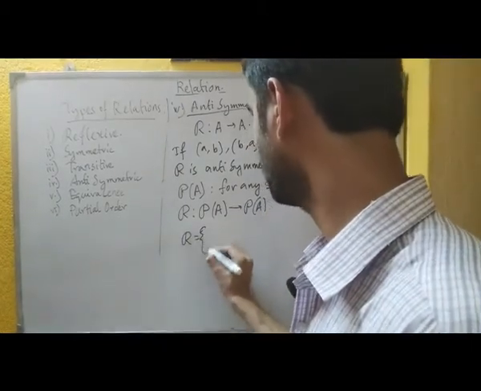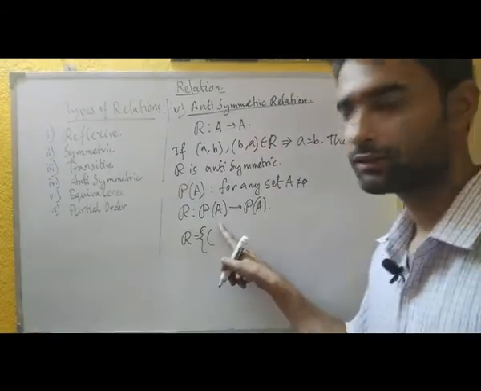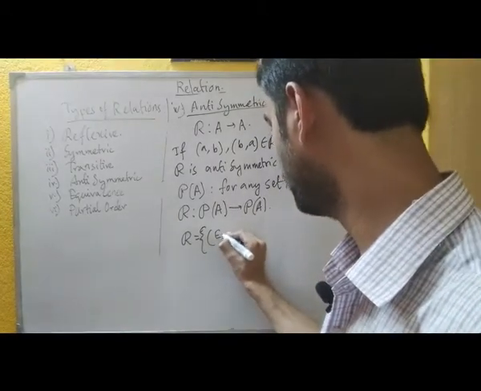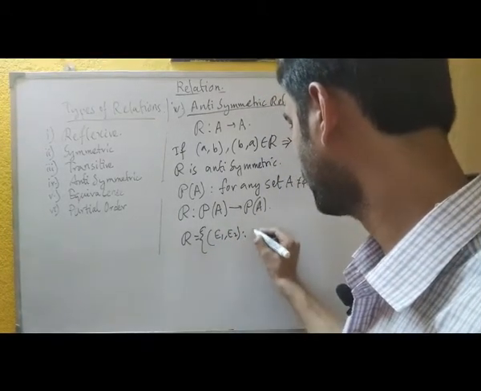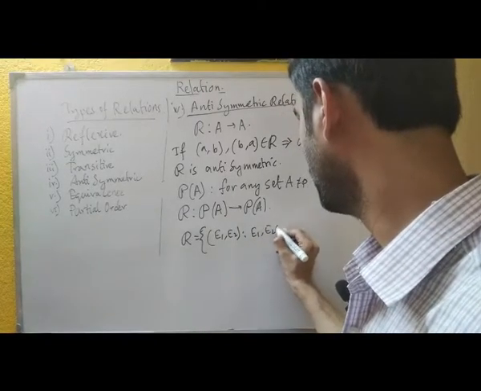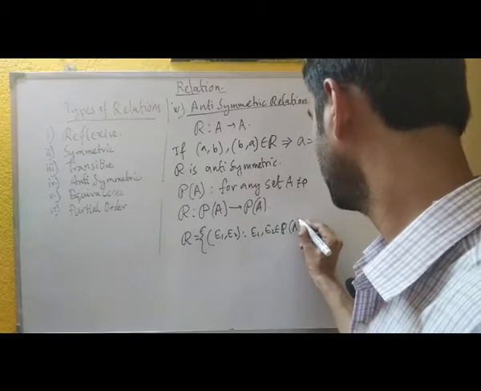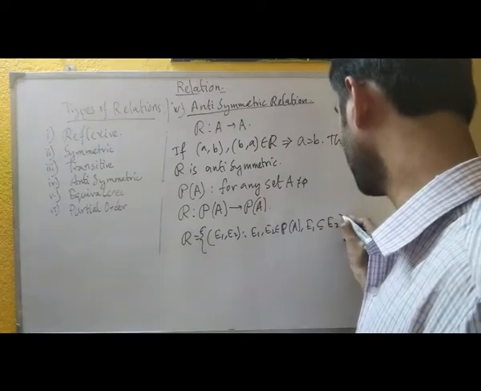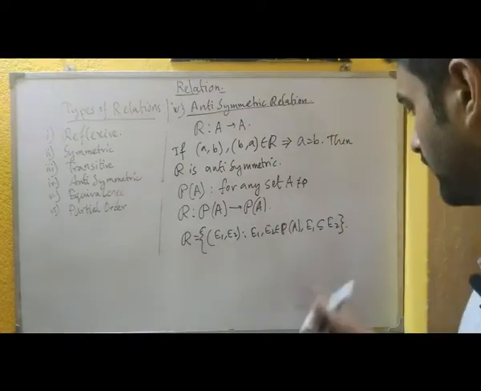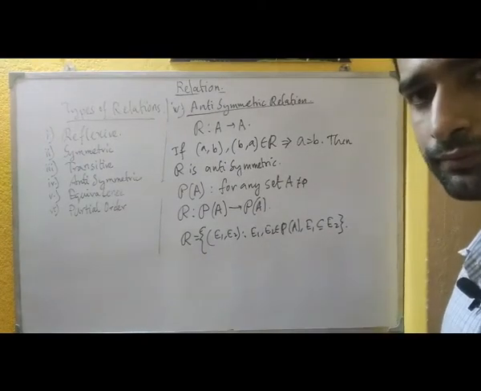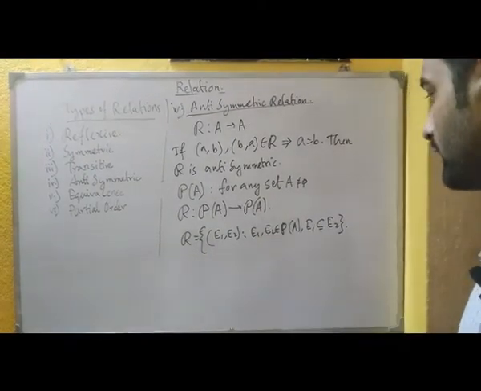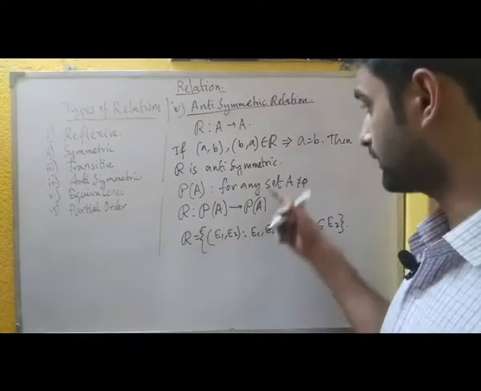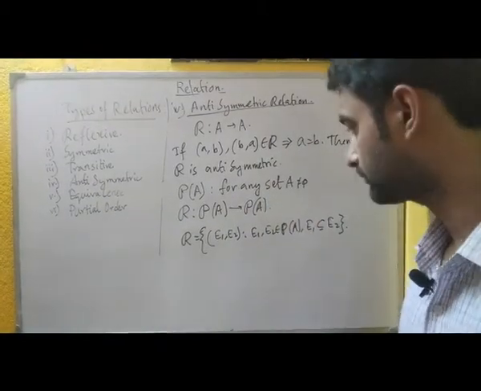R is equal to, the elements of power sets are sets, so we consider the elements to be capital letters, say E1 and E2, where E1, E2 are belonging to the power set of A, and the relation is the inclusion relation, that's called the subset relation: E1 is a subset of E2. So is this relation a reflexive one, and is this relation antisymmetric or not?